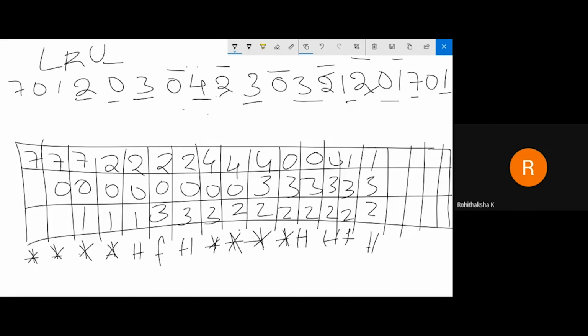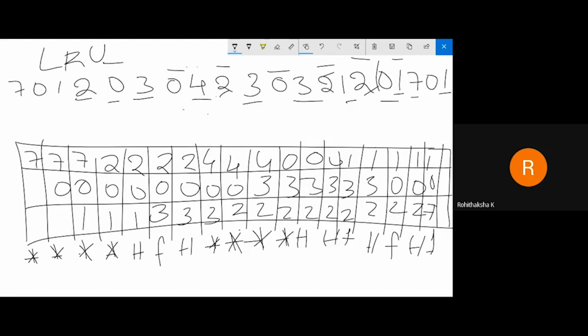Okay, next one is 0. If you look, 2 is there, 1 is there, 3 is the last one. So I'm replacing it with 0. So 1 0 2 I'll take and mark it as a page fault. Now I'll come to 1. 1 is there, 1 0 2, make it a hit. Next is 7. If you look at it, 1 and 0 are recently used, but 2 is not used. So I'll replace 2 with page number 7 and mark it as a page fault.